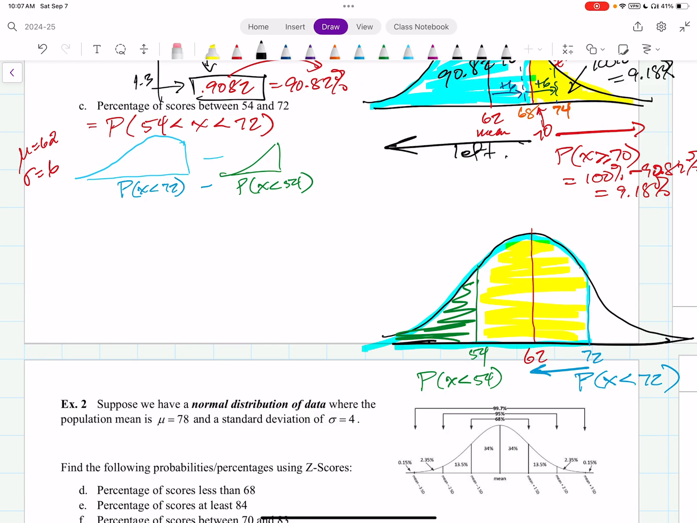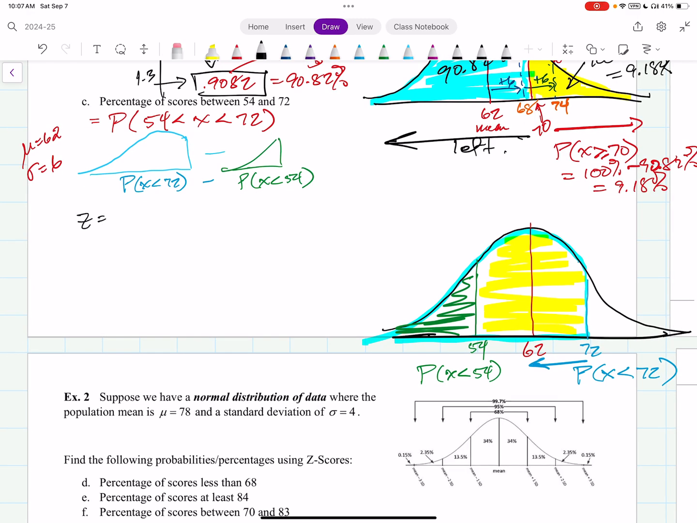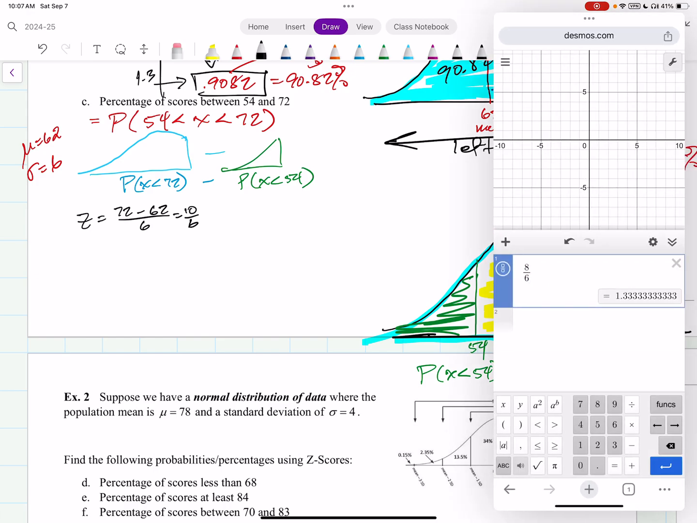So first z-score. We're going to take 72 minus the mean and divide that by 6. That's 10 divided by 6. So 10 divided by 6, bring in the decimals here.